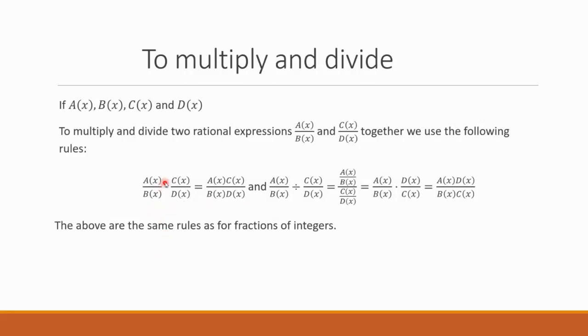So what is this telling us? Well, how do we multiply rational expressions? This is telling us that we multiply the numerators and we multiply the denominators together. So to multiply two rational expressions, we simply multiply the numerators together and we multiply the denominators together.